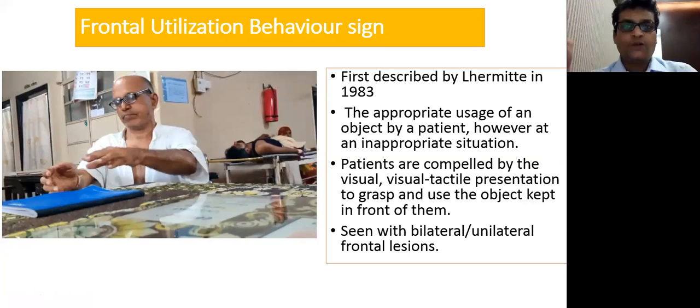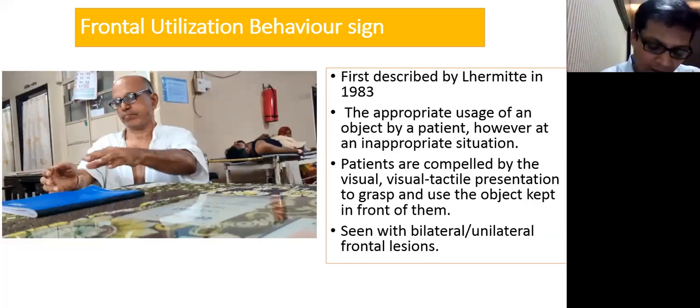Here the patient uses objects appropriately, but in an inappropriate situation. Whatever comes in their visual or tactile presentation, they grasp and try to use. It is seen with frontal lobe dysfunction, very commonly in frontotemporal dementia, and in advanced cases of Alzheimer dementia, whenever the frontal lobe is involved.